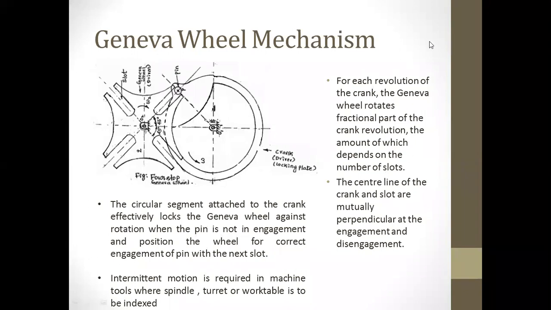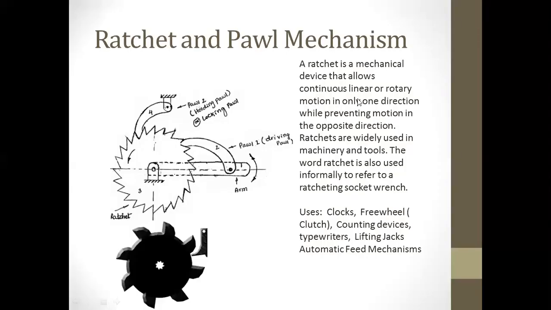So this is a use. Now the ratchet and pawl mechanism is a mechanical device that allows continuous linear or rotary motion in only one direction. This is a wheel. Ratchet is a wheel which has a number of gear teeth. It will try to revolve in only one particular direction.